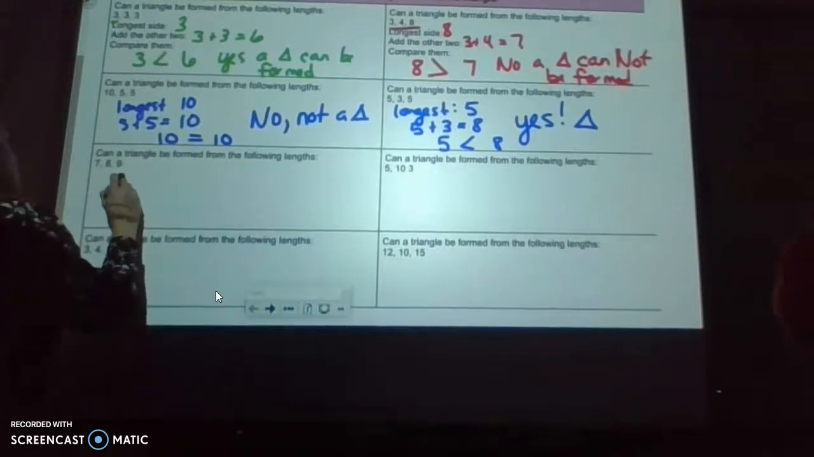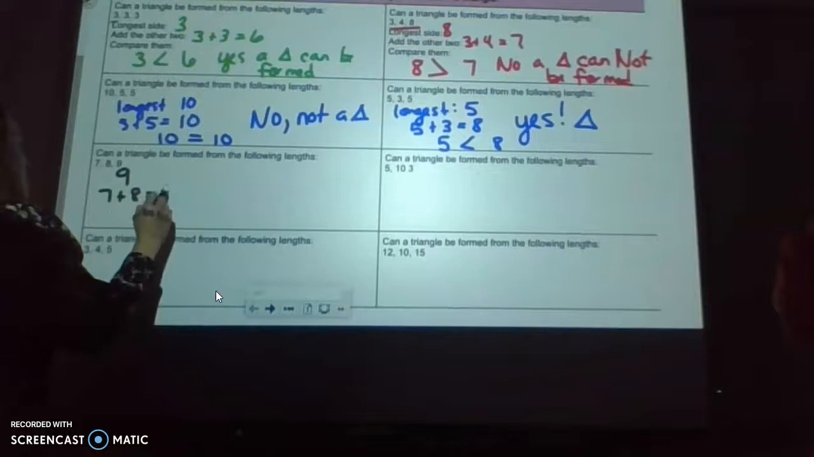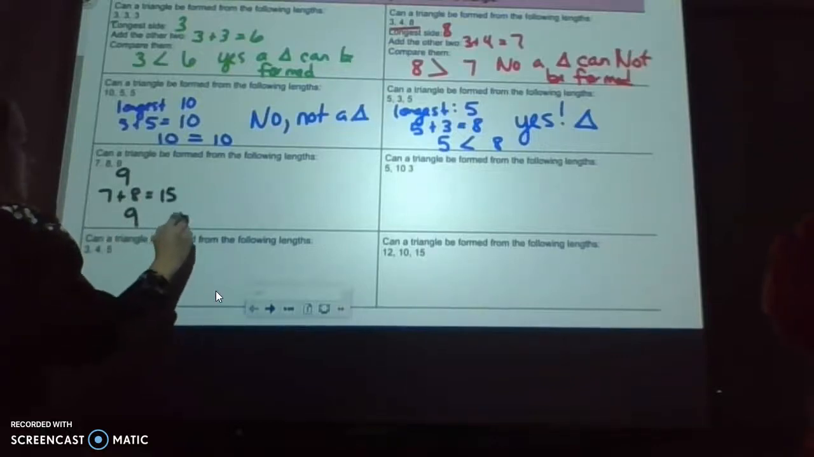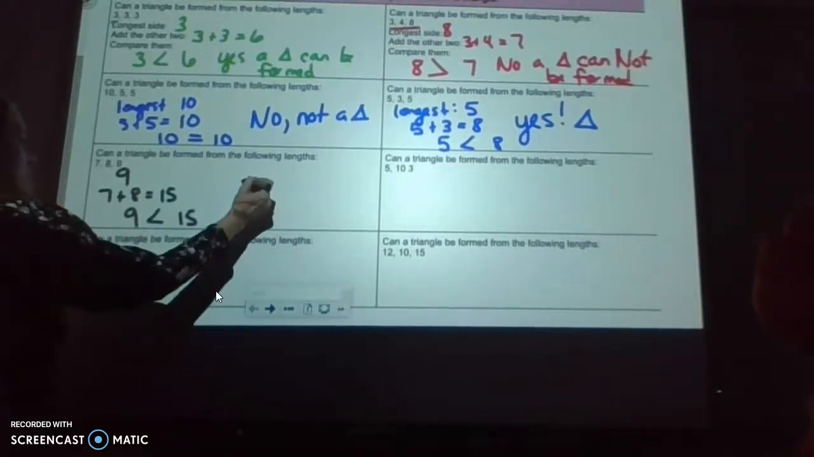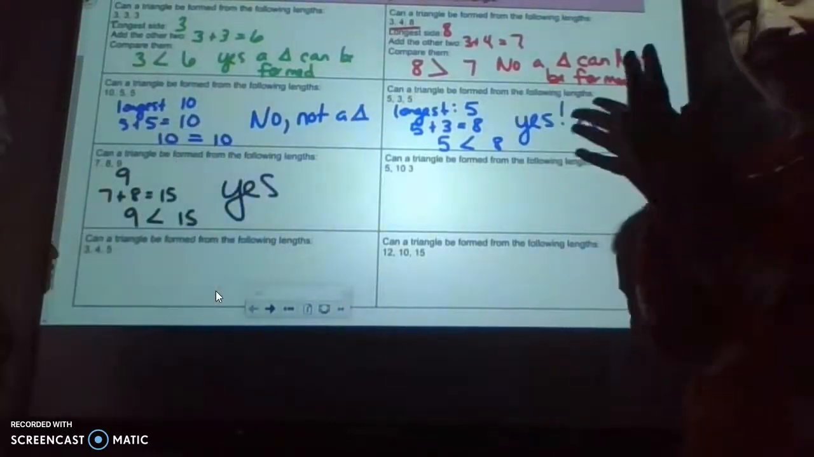Longest side, 9. Other 2: 7 plus 8 is 15. Compare. 9 and 15. 9 is less than 15. It is a triangle. What? Yay! That was speedy.